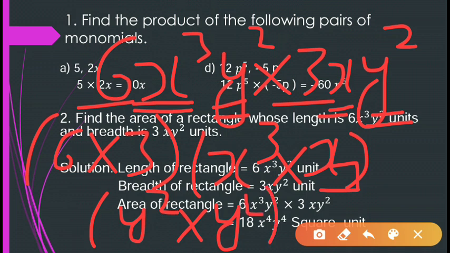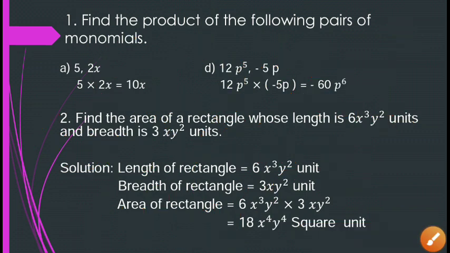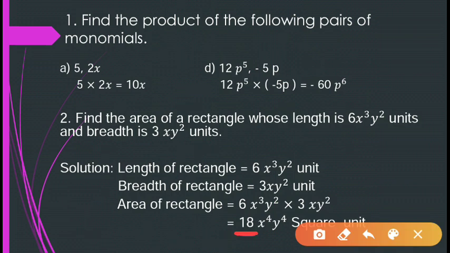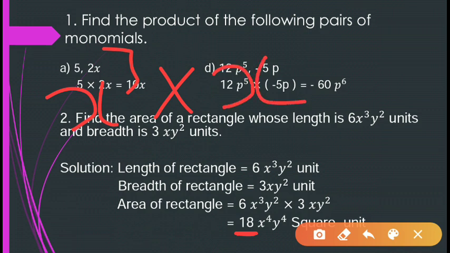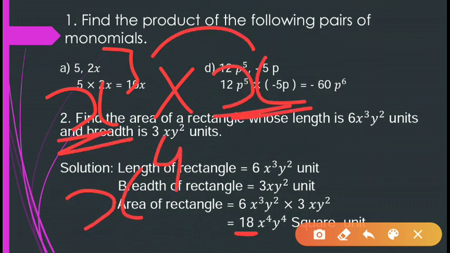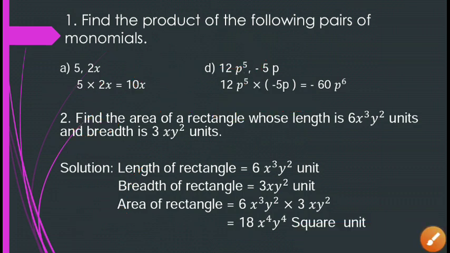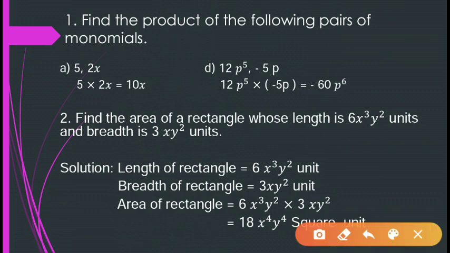6 into 3 will give you 18. X cube and x: the bases are the same, so the powers will be added. This will give you x to the power 4. And then y square into y square. Here also the bases are the same, y. So when the powers are added, this will give you y to the power 4. The answer is 18x to the power 4 y to the power 4 square units.